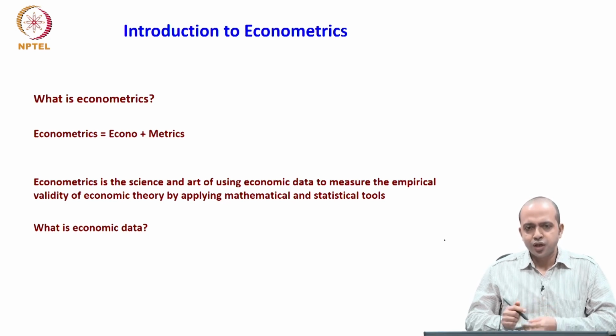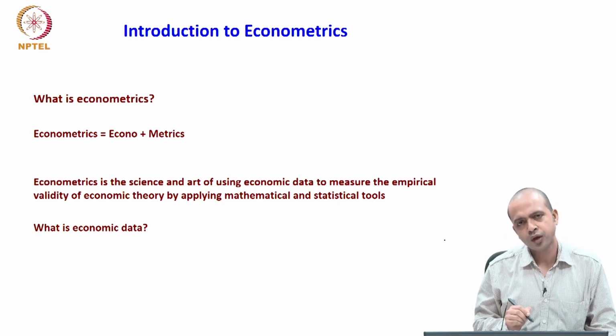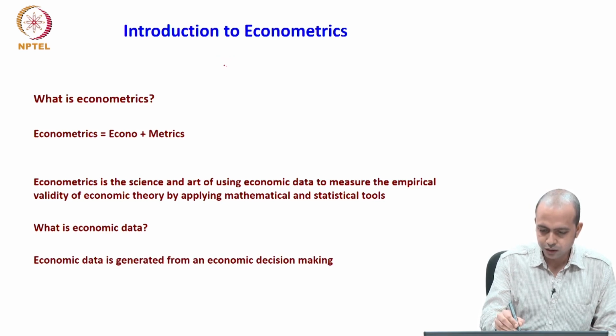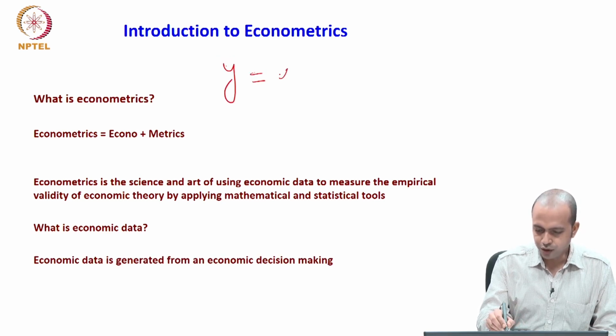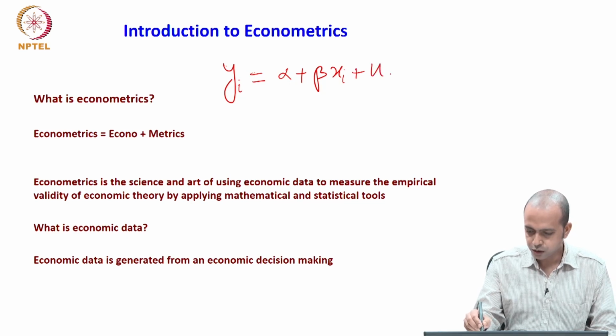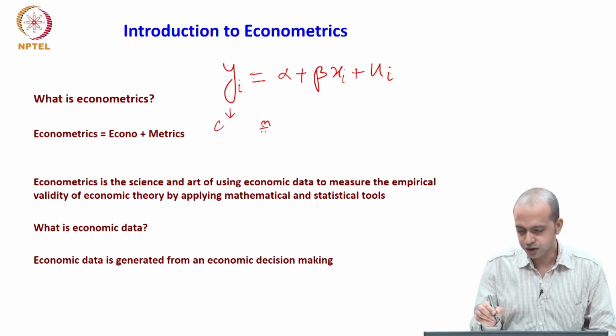Okay? Now, if you want to represent that particular economic theory using a mathematical equation, then it will look like y_i equals alpha plus beta x_i plus u_i, where y denotes consumption, and x indicates income.